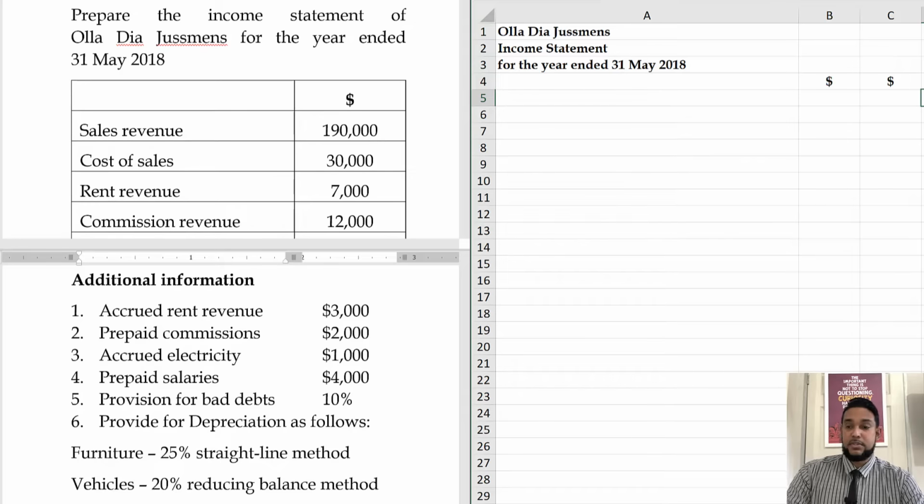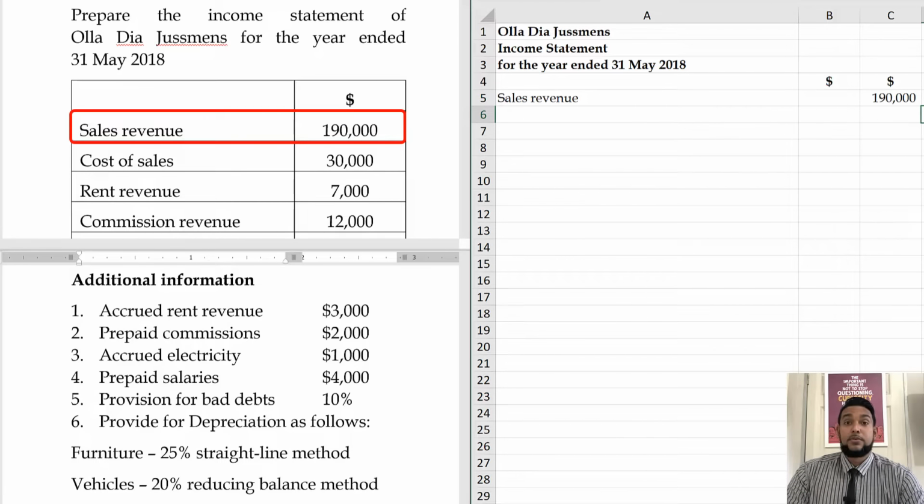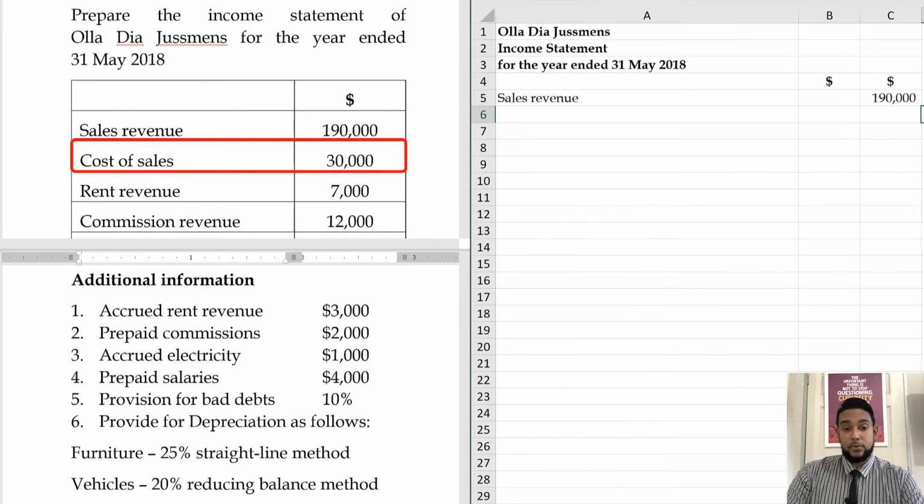So the first thing we're seeing, and that goes in the income statement, is sales revenue. In this case, our sales revenue is $190,000. From that, we subtract our cost of goods sold, or as we're seeing here, cost of sales, which is $30,000. So sales minus cost of sales will give us a gross profit. In this case, our gross profit is $160,000.